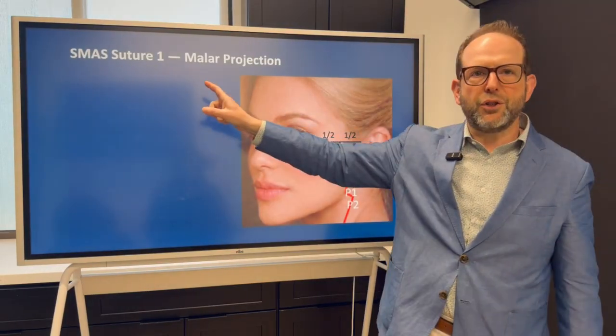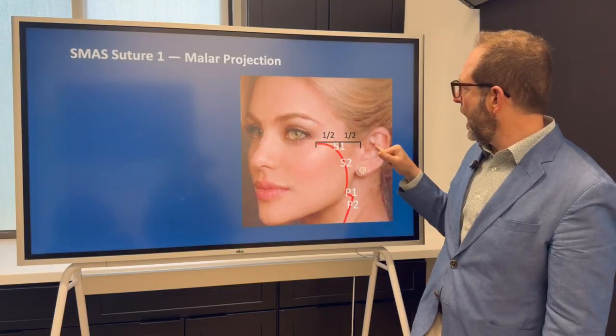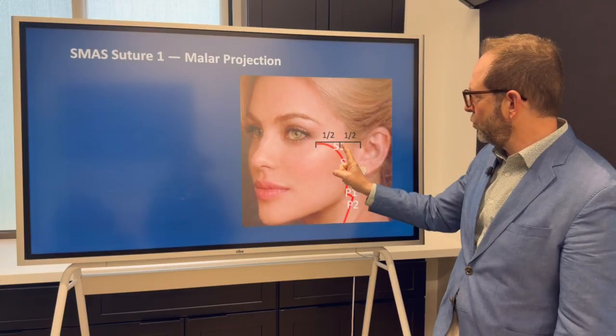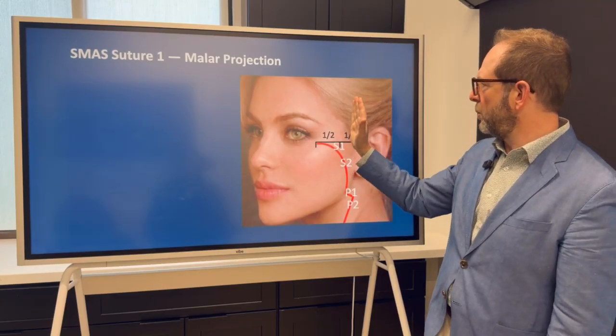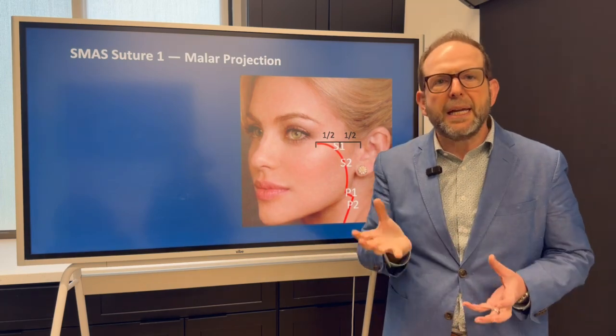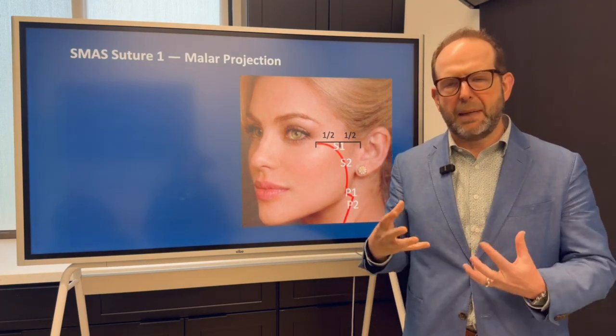Now, that first suture, as I said, is located about halfway from the malar eminence, or it could be the eye, to the ear or the tragus region. And it's by placing that suture halfway between, when we pull up, when we go vertical oblique, it helps create a little bit of a fullness there by stacking some of that tissue in the malar eminence to enhance that malar mound.